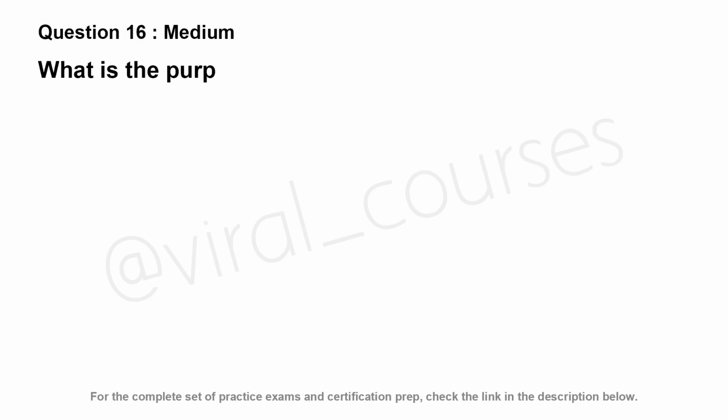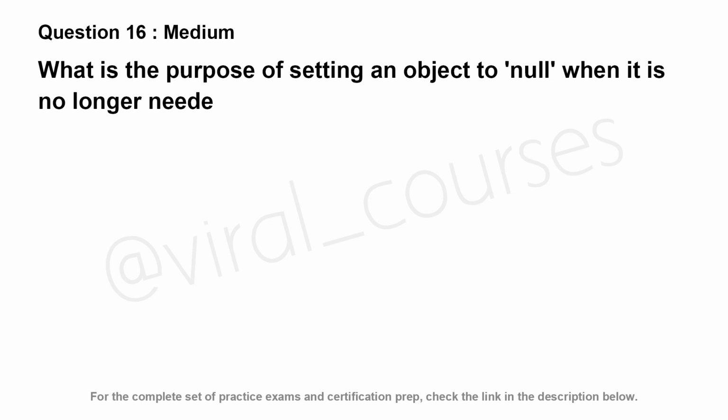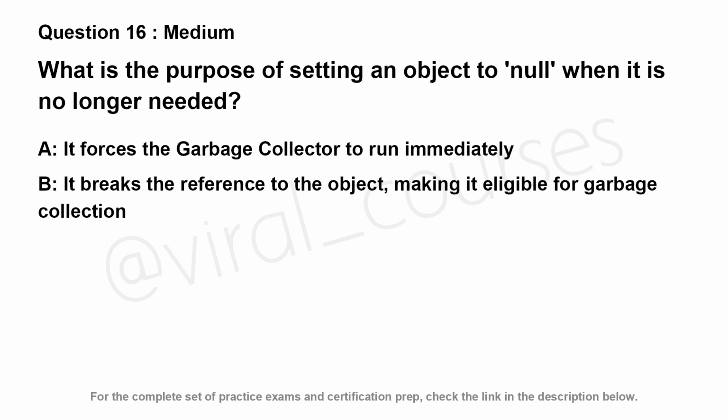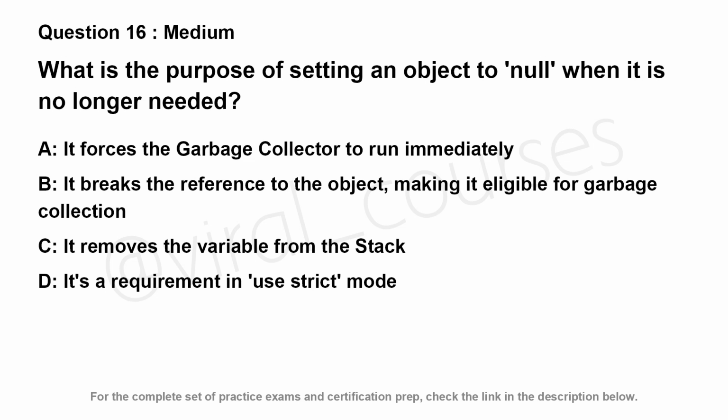What is the purpose of setting an object to null when it is no longer needed? Option A. It forces the garbage collector to run immediately. Option B. It breaks the reference to the object, making it eligible for garbage collection. Option C. It removes the variable from the stack. Option D. It's a requirement in use strict mode.